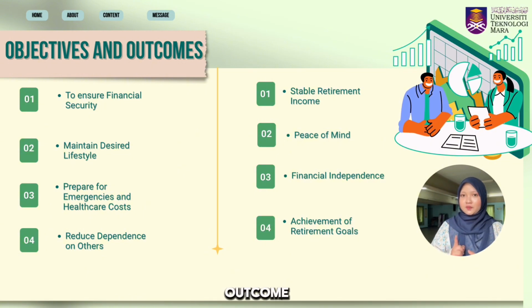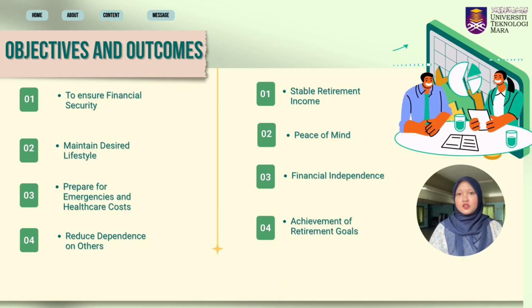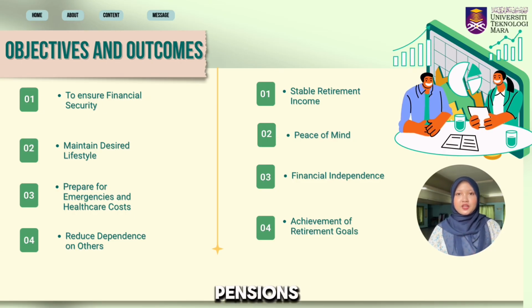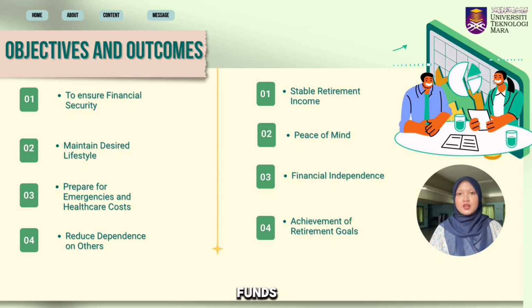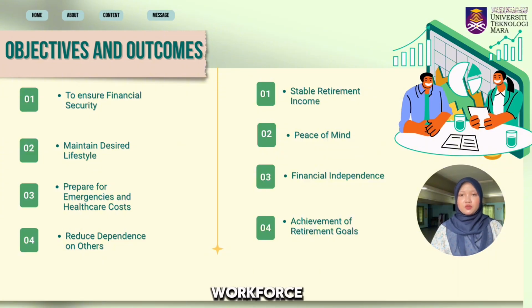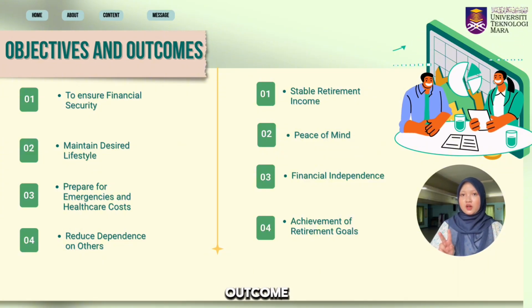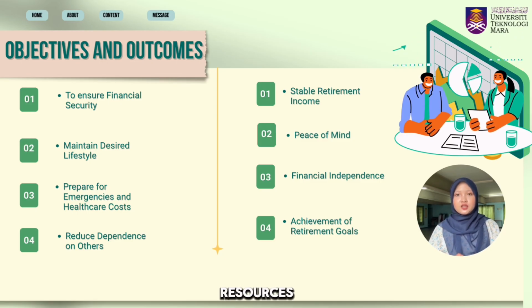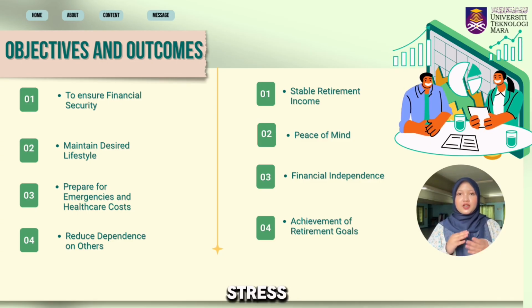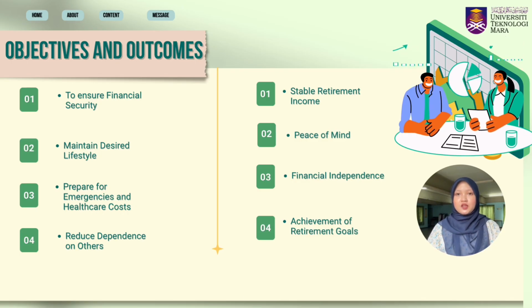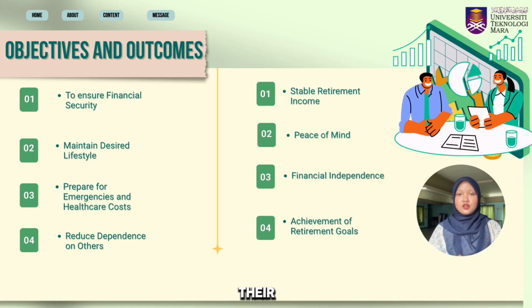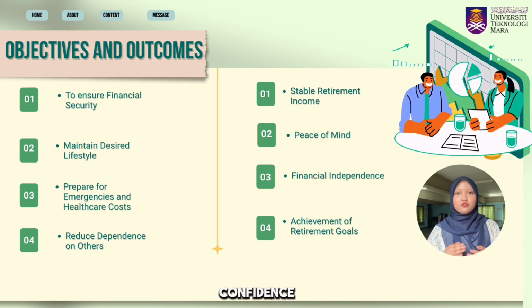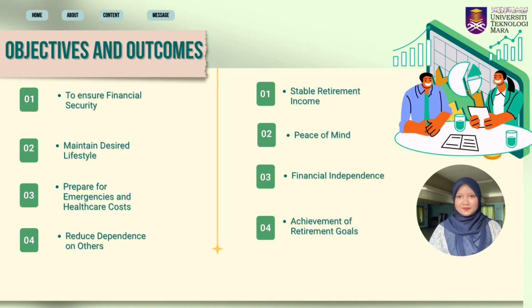The first outcome is a stable retirement income. Through savings, investments, pensions, or retirement funds, individuals receive a steady flow of income to cover their living expenses even after leaving the workforce. The second outcome is peace of mind. Knowing that you have sufficient financial resources for the future reduces stress and anxiety about money. This allows retirees to enjoy their retirement with greater confidence and security.